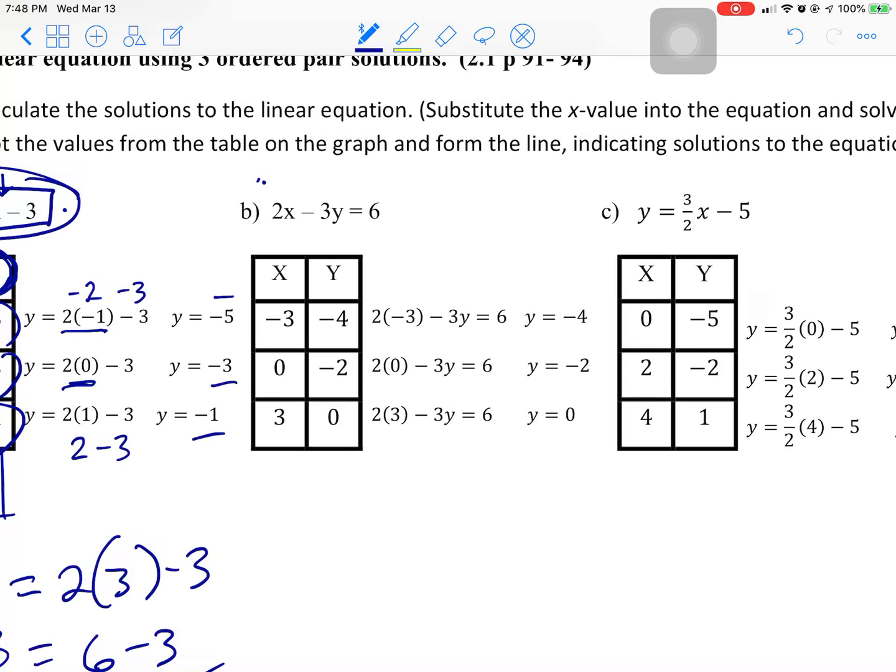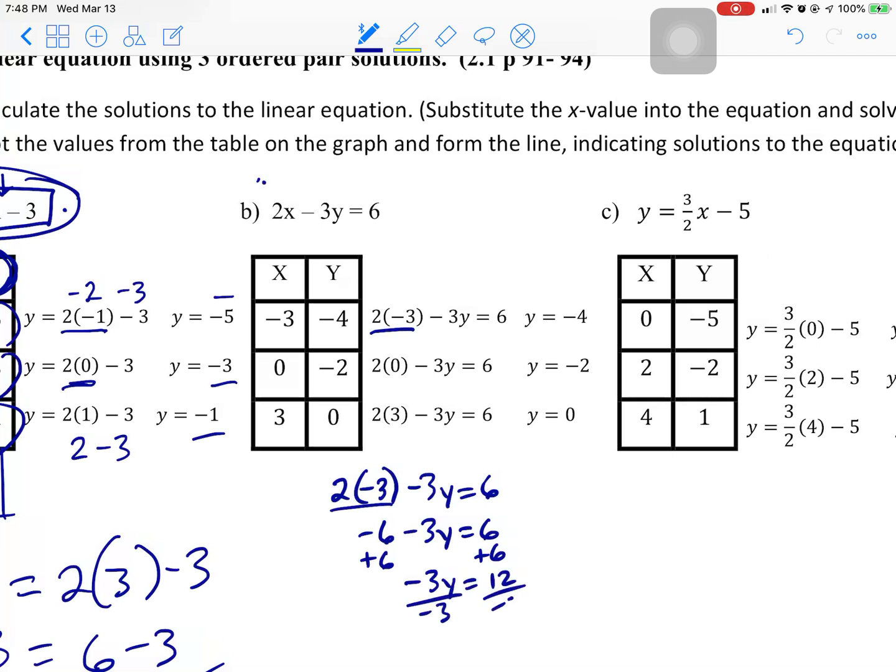So put this -3 in for the x, not the y. Watch when they change up the order of things, okay? If x is -3, put that in there and try to crunch it out. So 2 times -3 minus 3y equals 6. So this is negative 6 minus 3y equals 6. This needs to be moved to the other side. See how we're using all these skills from the last chapter. Isolate y. Y equals a negative 4 if x is negative 3.